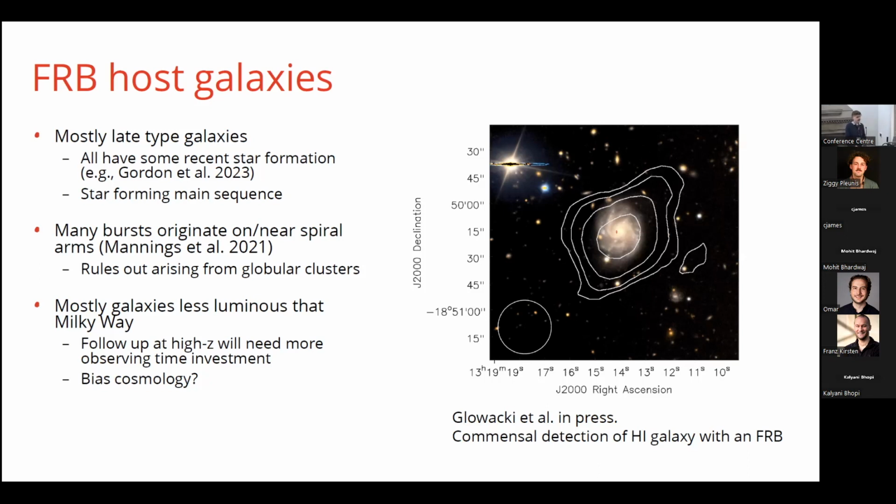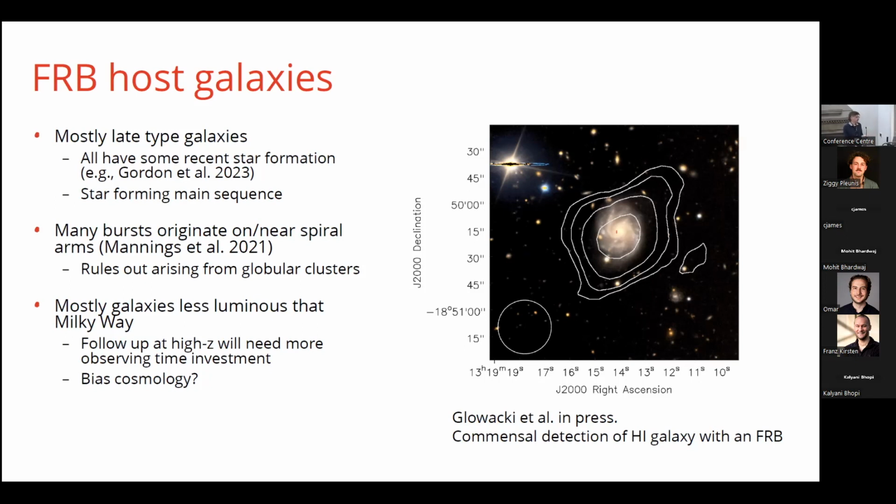Most of these galaxies are much less luminous than the Milky Way. So when we talk about trying to follow up things at high redshift, it's going to make things even harder. And X touched on this earlier: how do we deal with the FRB host galaxies that we don't find because we can't go deep enough, and how does that affect cosmological experiments? We need to think about that.